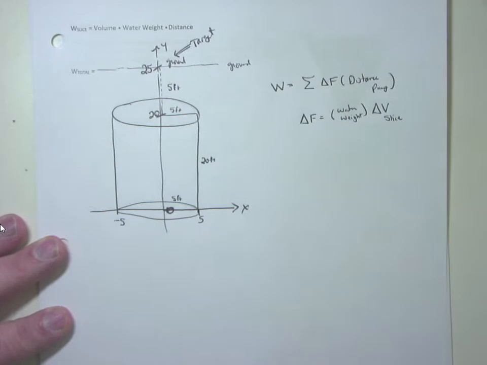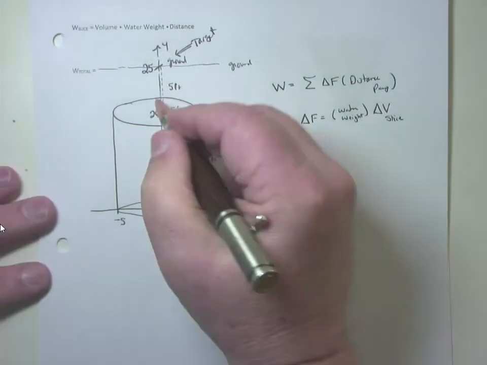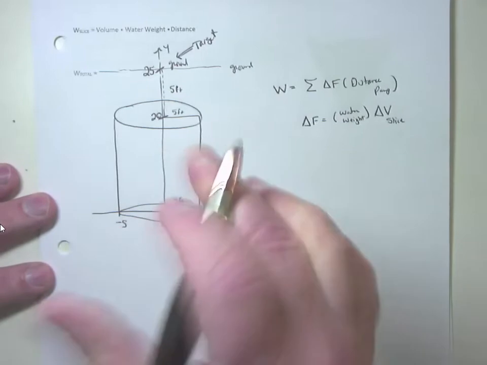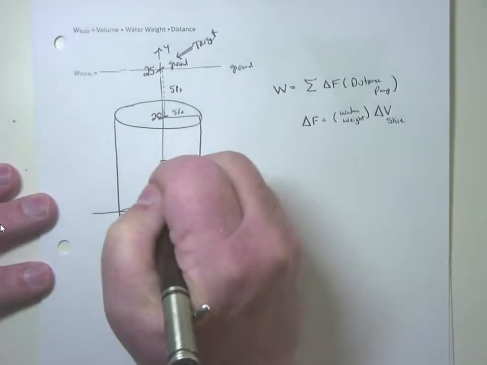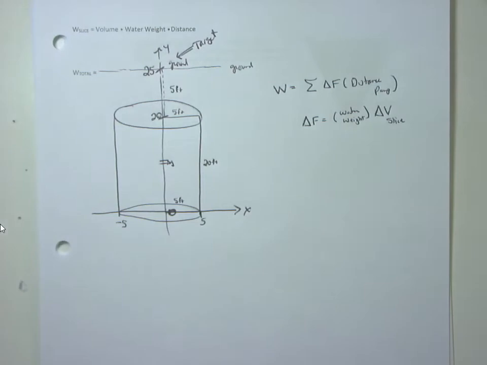We're still doing the slice method. So what I'm going to do to solve this problem is come up inside my tank where the water is and make a little horizontal slice, a little delta y slice. Remember, work is all about lift. And the natural axis to integrate with respect to when you're lifting is the y-axis.